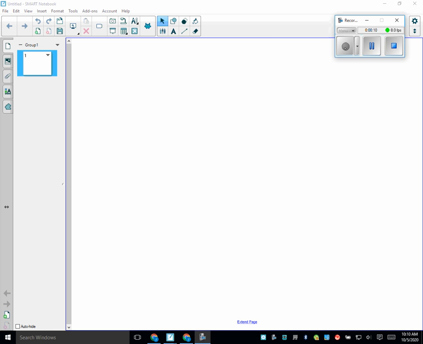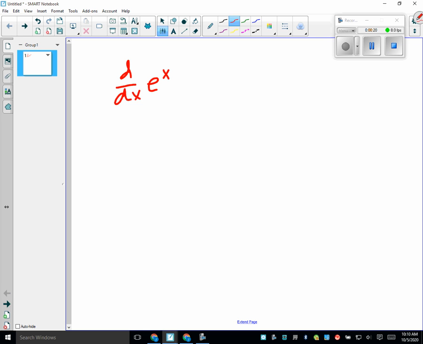The first one is the derivative of e to the x. Or let's say e to the u, so we're not using x in there. The derivative of e to the u is e to the u du. What's du? The derivative of the exponent, right?